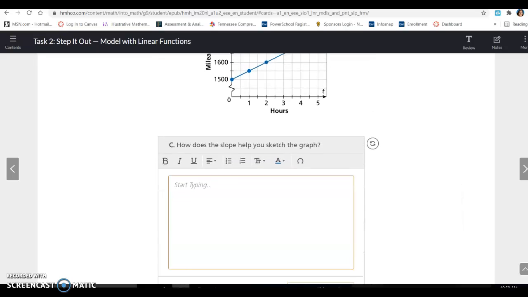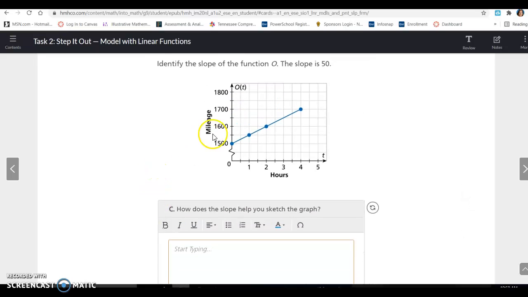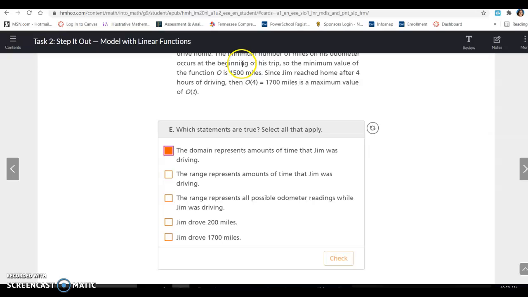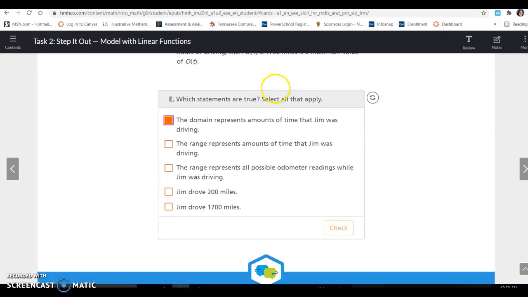All right, so the odometer is going to be the number of miles, from the starting amount, 1,500, up to whenever he gets to the end of his trip, which here it says 1,700 miles, okay? So the range is all possible odometer readings.